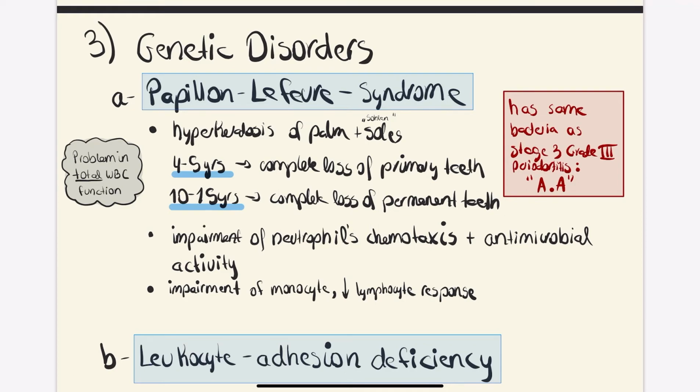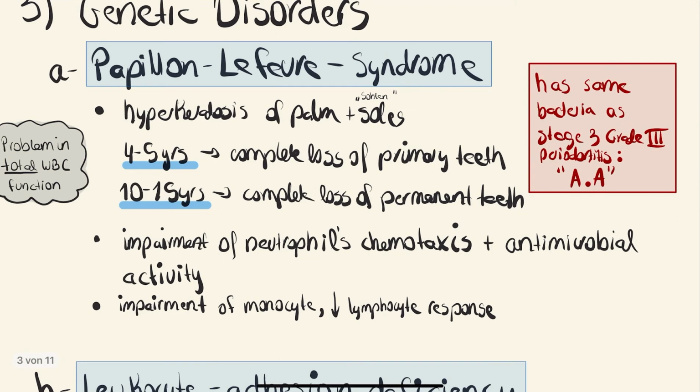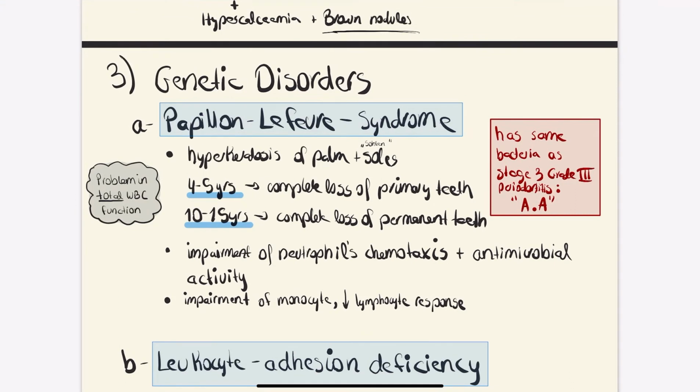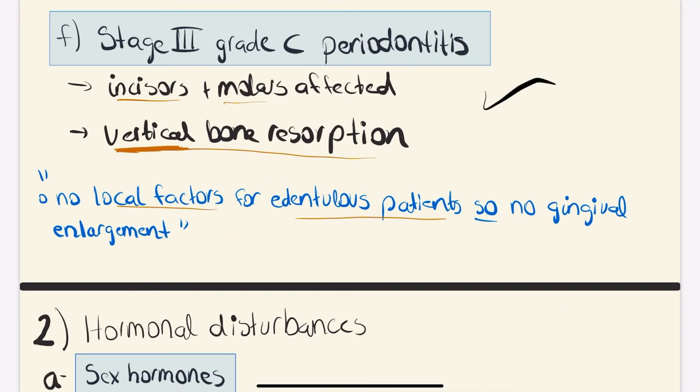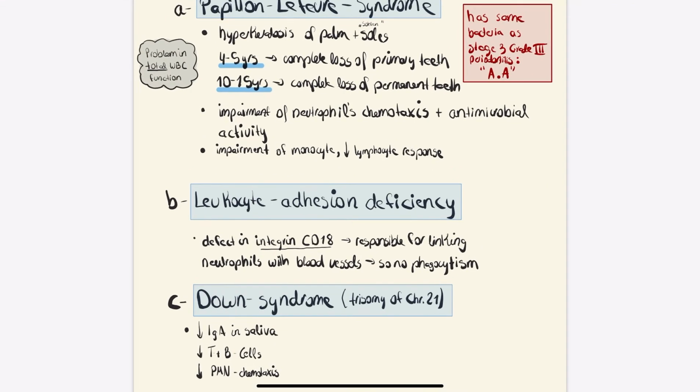We have here a problem in the total white blood cell function. So we have neutrophils and monocytes and lymphocytes and many of the types of white blood cells. Here, which bacteria is involved? It has the same bacteria as the stage 3 grade C periodontitis, the AA. So Papillon-Lefèvre syndrome and the stage 3 grade C periodontitis from the hematological diseases have the same bacteria involved.